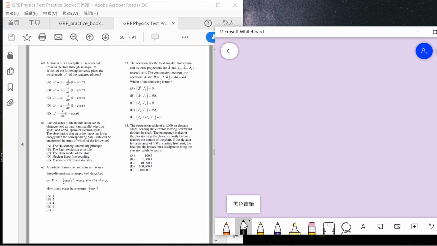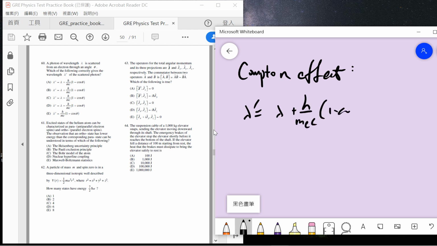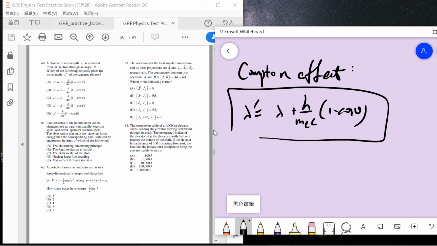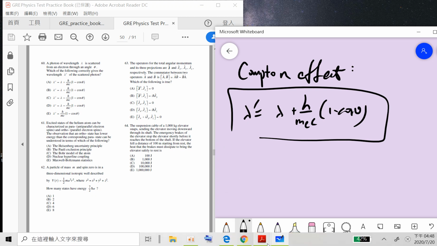So number 60 is the Compton effect. And this formula is famous, so you need to remember it. You don't have time to prove this formula, because you don't have enough time. So you need to remember the answer. Okay, so this answer is A. When I solved this reviewing the test, I already remembered the answer.